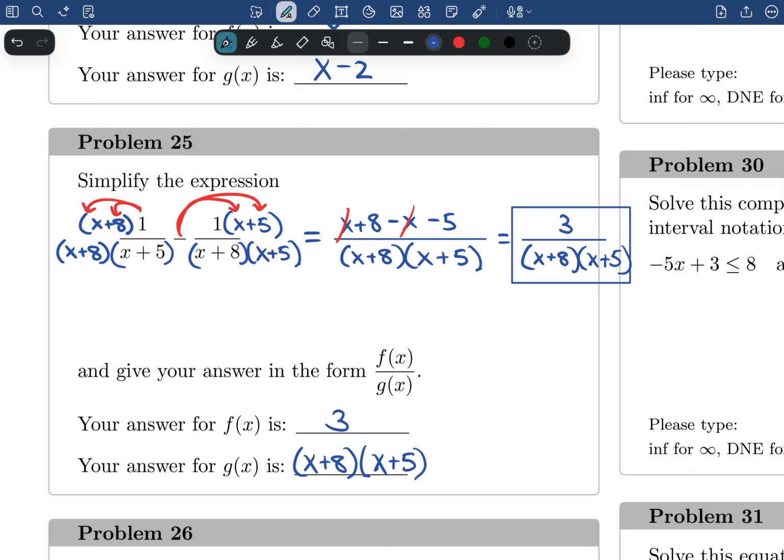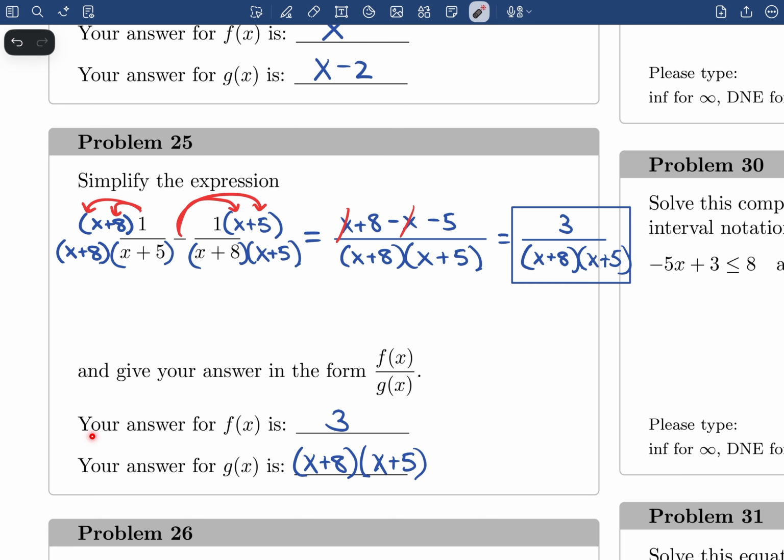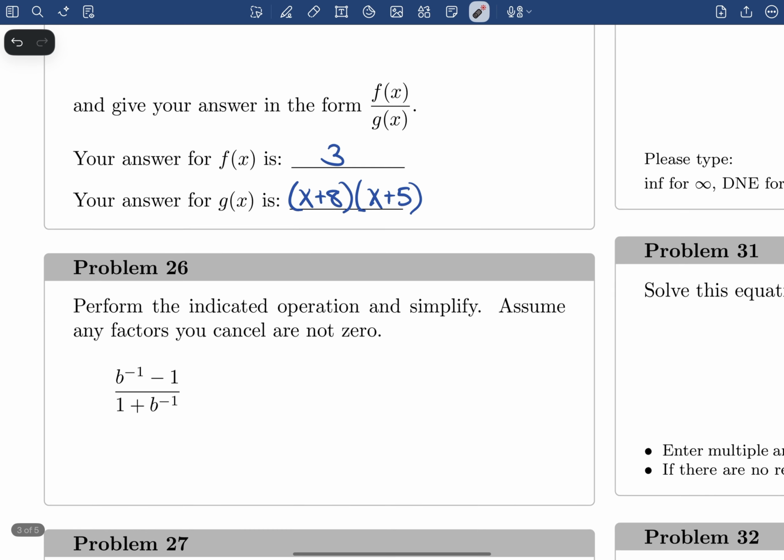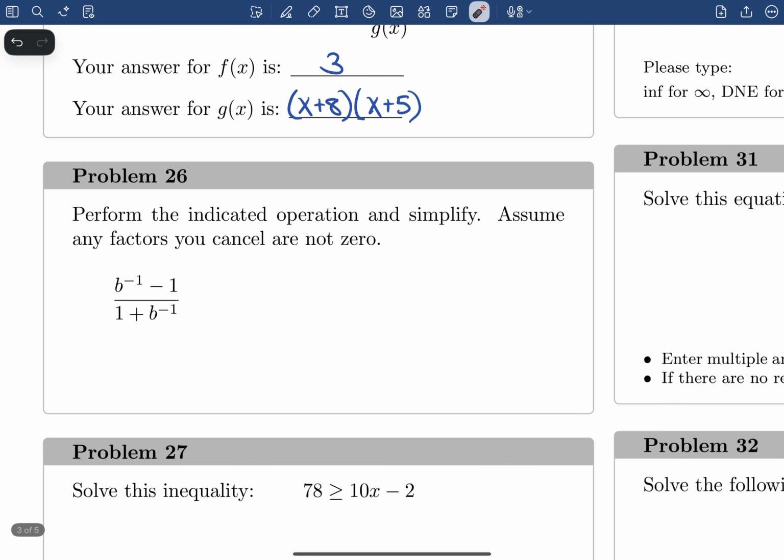Right? So really this is just asking what was the result of your numerator? 3. What was the result of your denominator? X plus 8 times x plus 5. Cool. So here I go, problem number 26.